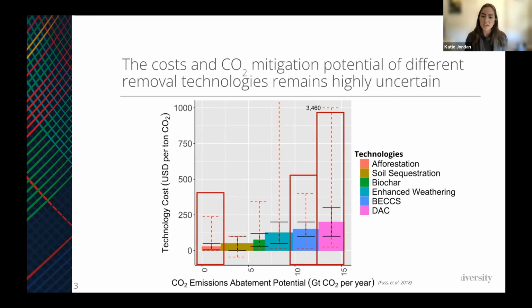The plot shows the uncertainty and the costs. The red dashed uncertainty bars represent the full range of cost uncertainty across the literature, while the black represents the best estimate from one CDR meta-analysis. The plot only shows uncertainty and cost, and you can see the uncertainties are quite large. But there are also uncertainties around abatement potential, which are driven by land and water use constraints and the rate at which the technologies will reach commercial scale. And we'll talk about those uncertainties on a future slide. Next slide, please.